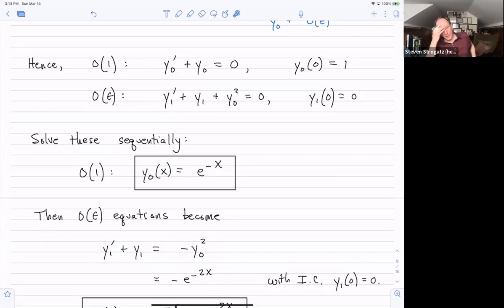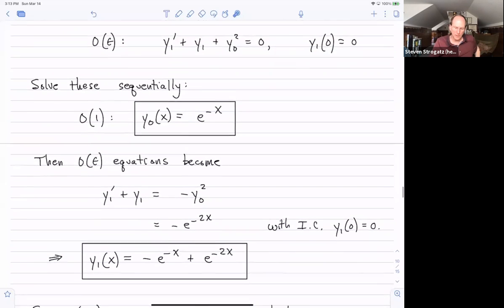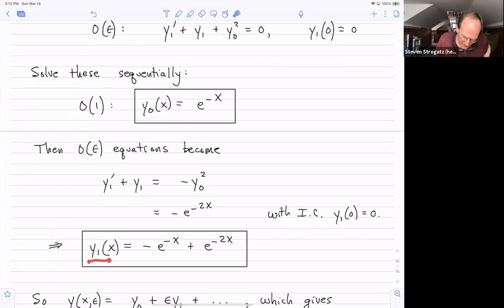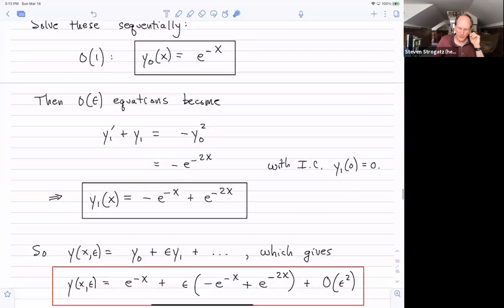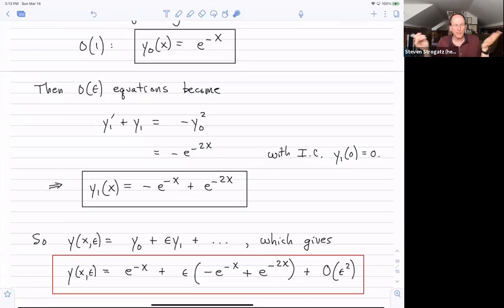Okay, so then we have to solve that. It's a little bit harder, but not much. Notice it's still just a constant coefficient linear differential equation. So using the homogeneous plus particular method of solving those kind of things, we end up getting this for y1 of x. Okay, so putting all that together, now I'm getting to my point, I would get this expression for my approximation for y, taking two terms in the perturbation series. There it is, plus the stuff I'm neglecting.